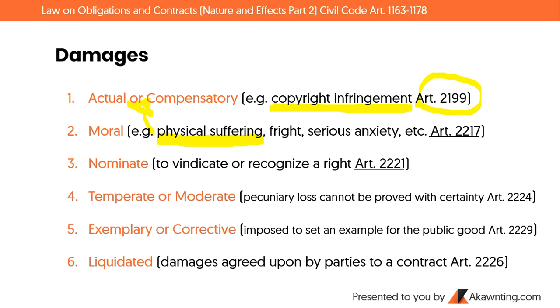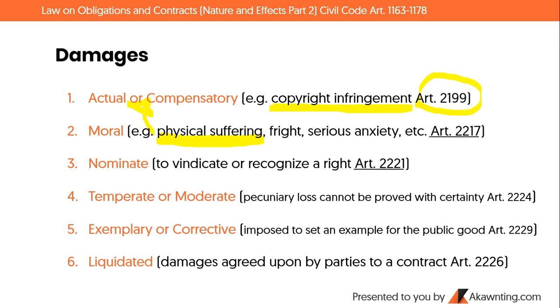so syempre wala kang, kumbaga, walang perang mawawala sa'yo, hindi ka magpapa-hospital. Pero, pwede ka pa rin mag-claim ng tinatawag nating moral damages. Okay? So, aside from the physical injuries you suffered, you can also claim moral damages due to, kumbaga, shock or na-trauma ka, for example, dahil sa event na yun.